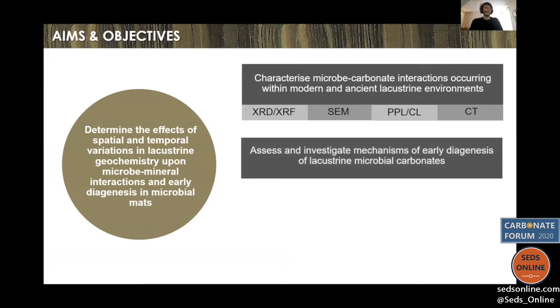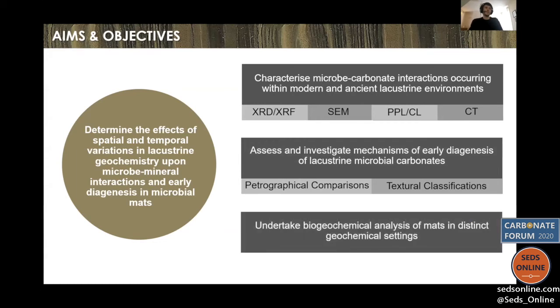We want to look at mechanisms of early diagenesis using standard petrographical comparisons between modern and ancient examples, and textural classifications. And on a more basic level, we want to look at what the actual biological communities are that are potentially leading to carbonate precipitation and dissolution, and how does that balance with abiotic processes?